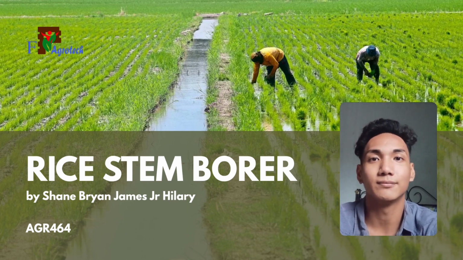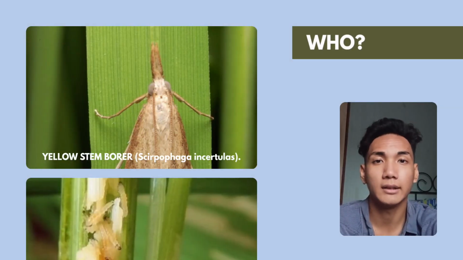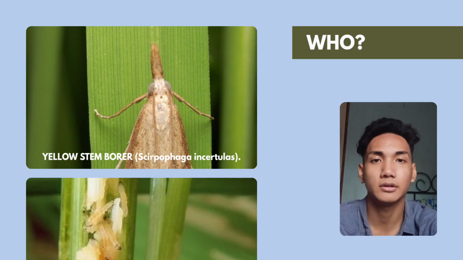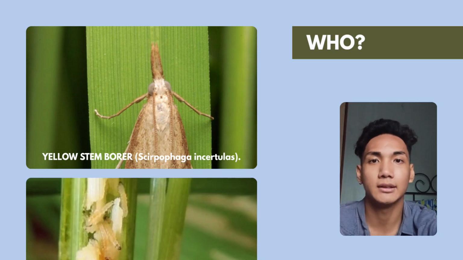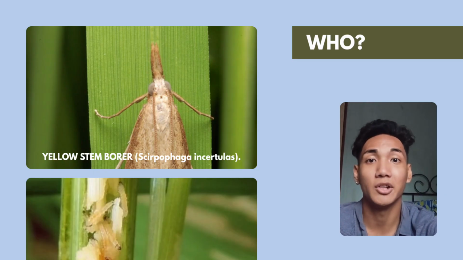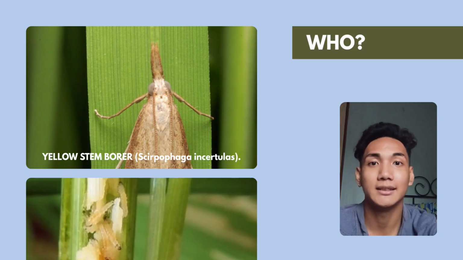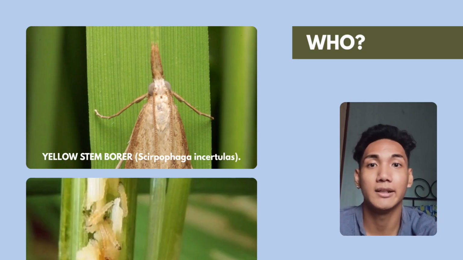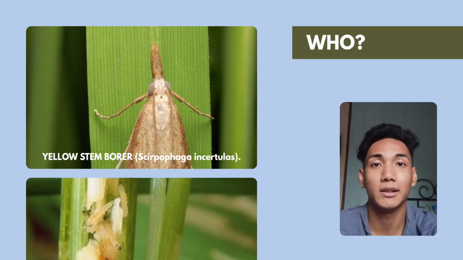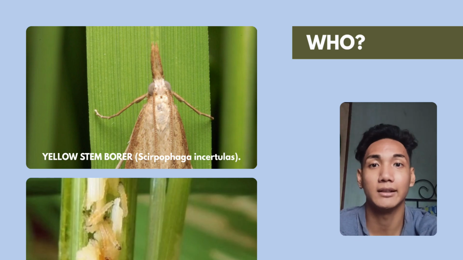Let's get started. The culprit is the yellow stem borer, or as we call it, Scirpophaga incertulus. While the adult is a small yellowish white moth, it is the larva, a creamy white caterpillar, that does all the damage. These larvae are tiny and grow to about 2 cm, living hidden inside the rice stems.